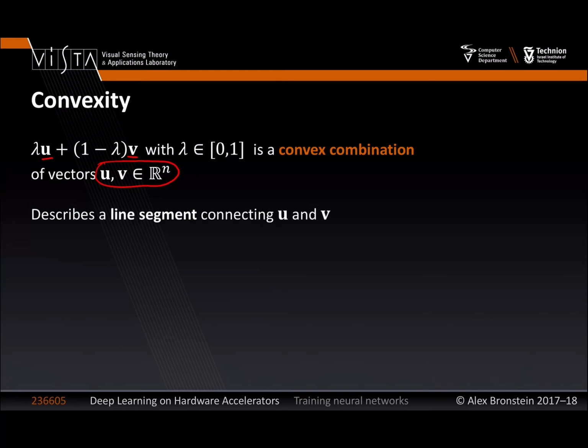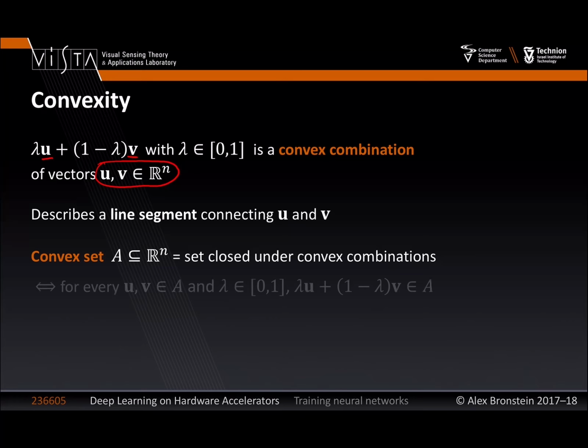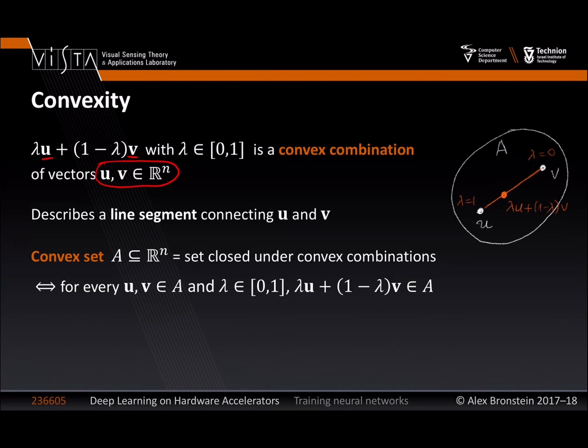Okay. So geometrically it describes a line segment connecting between the points u and v. Okay, so lambda describes where exactly we are located on the segment. If lambda equals 1, we are located at point u. If lambda equals 0, we are located at point v. And by varying lambda from 0 to 1, we are filling this line segment.